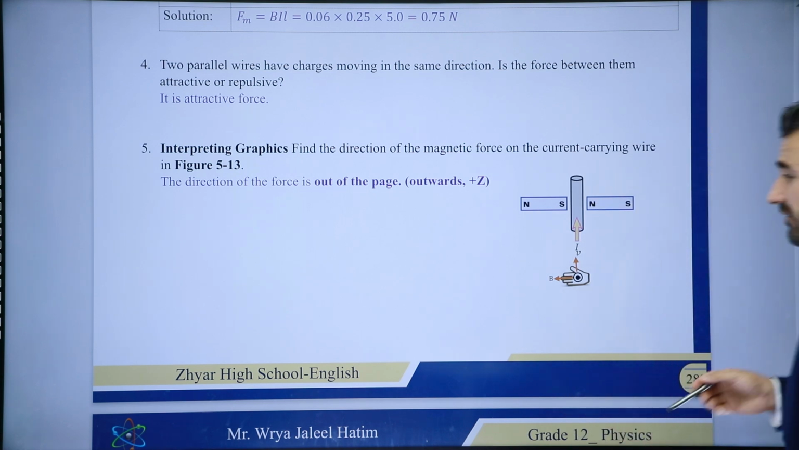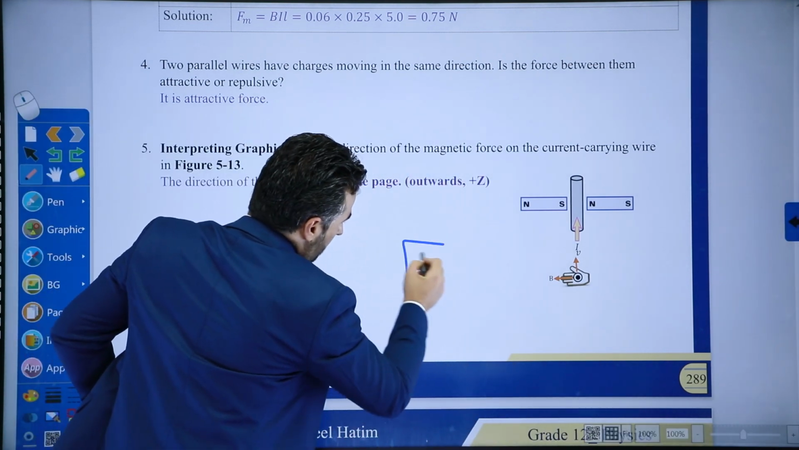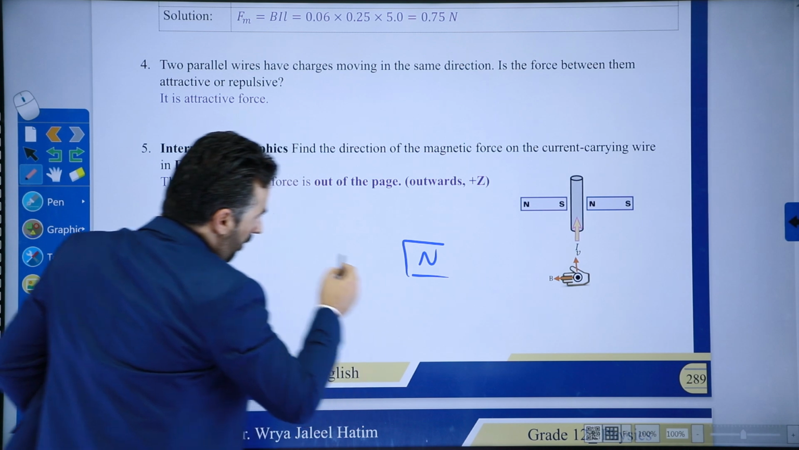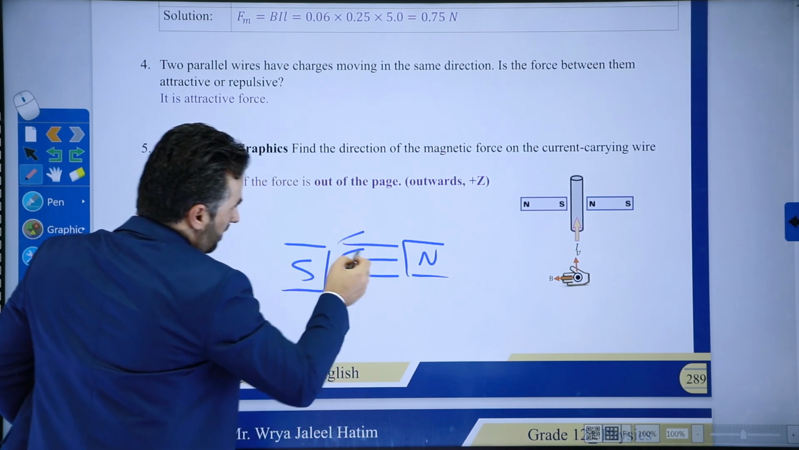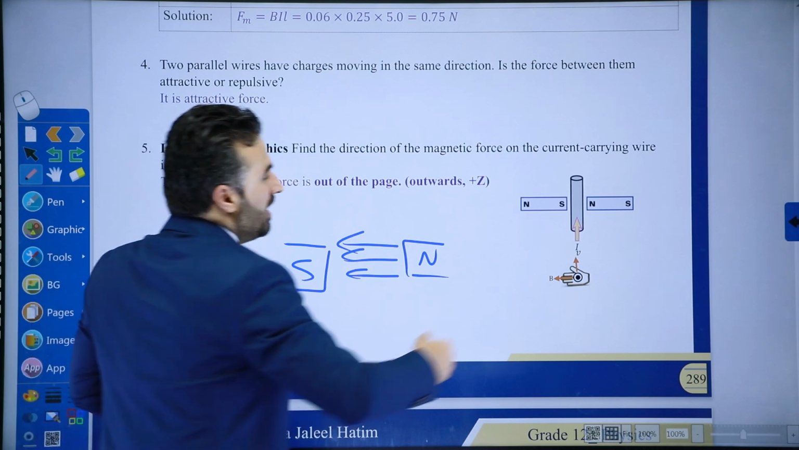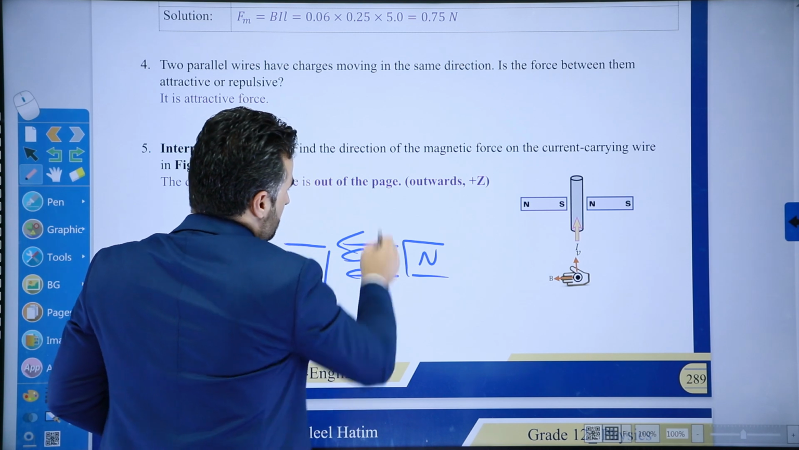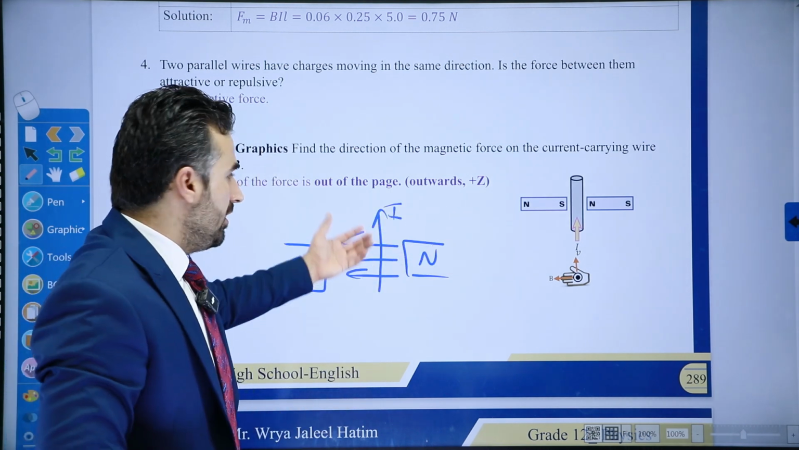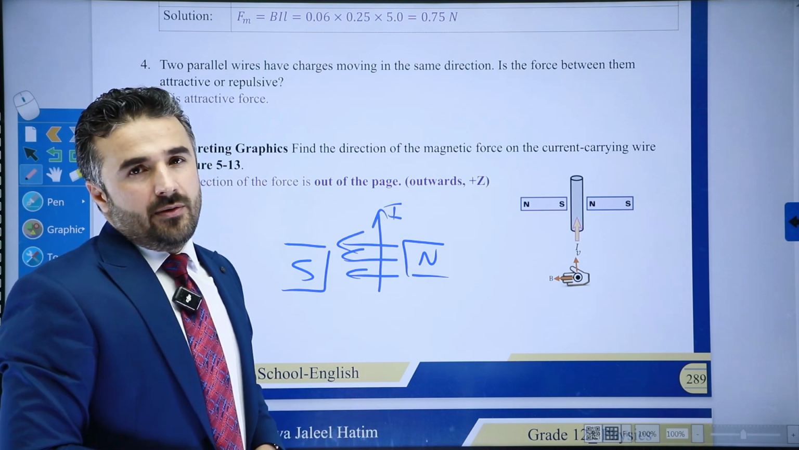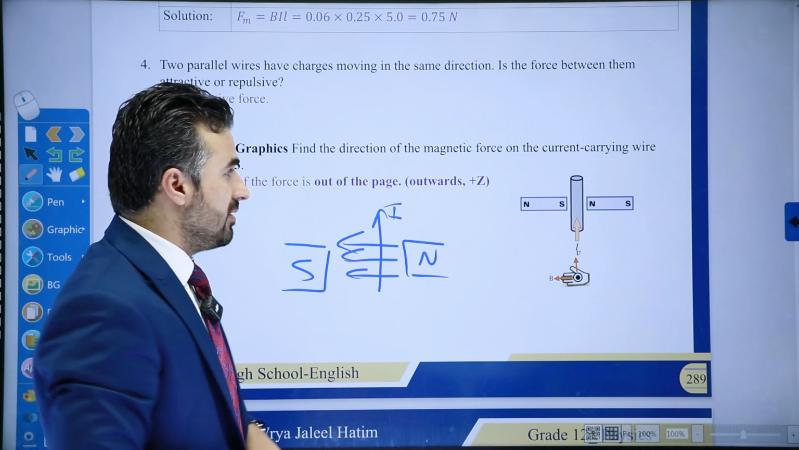Now remember this, whenever you're given magnets, or the poles of a magnet, we do know that the magnetic field will always go from north to south. So basically the direction of the magnetic field is from right to left. And you can see the direction of the current is upward as well. Knowing this, you can easily find the direction of the magnetic force on the wire as well.